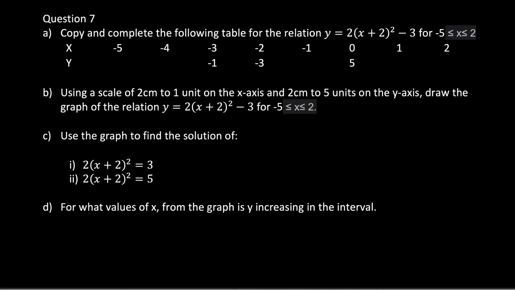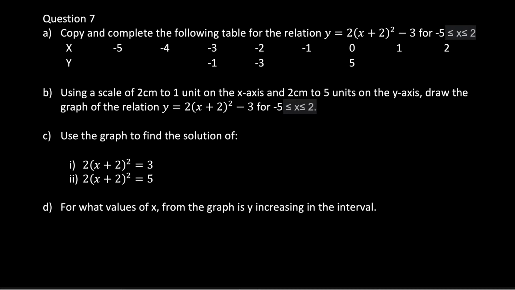B. Using a scale of 2 centimeters to 1 unit on the x-axis and 2 centimeters to 5 units on the y-axis, draw the graph of the relation y is equal to 2 multiplying the expression (x plus 2) all squared minus 3, for all values of x greater than or equal to negative 5 and less than or equal to 2. C. Use the graph to find the solution of I.